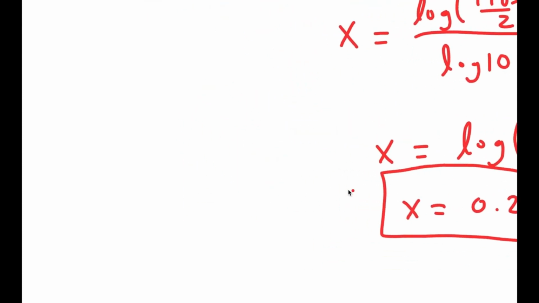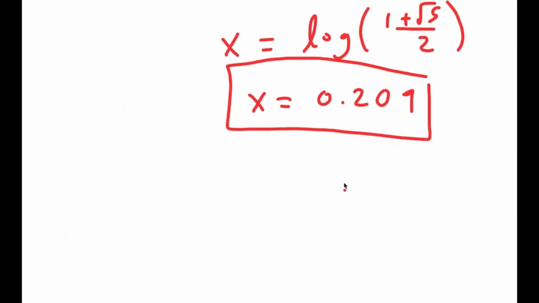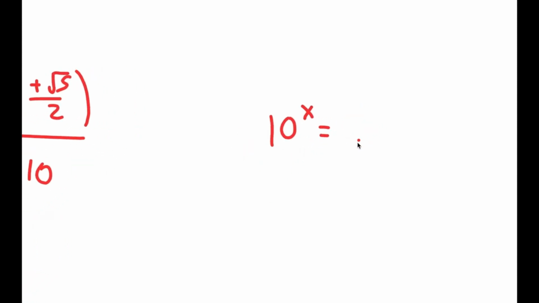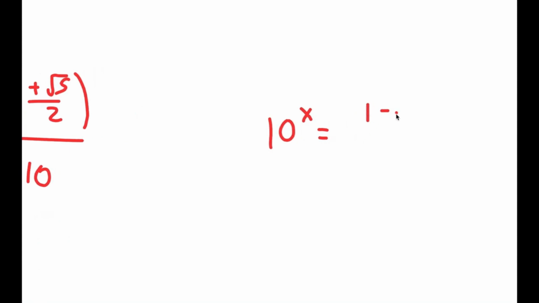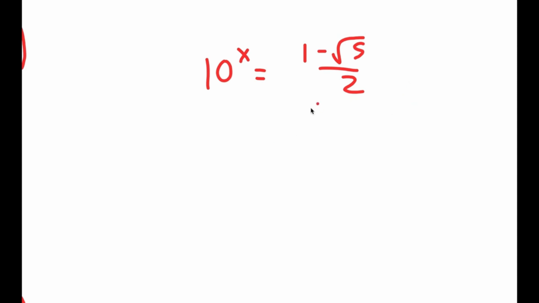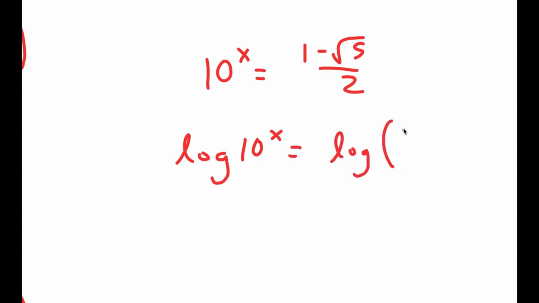However, don't forget that we have the equation 10 to the power of x is equal to 1 minus the square root of 5 over 2. So to solve this, we're doing the same thing. We're going to be using logarithms. So I get log 10 to the power of x is equal to log of, this time 1 minus the square root of 5 over 2.